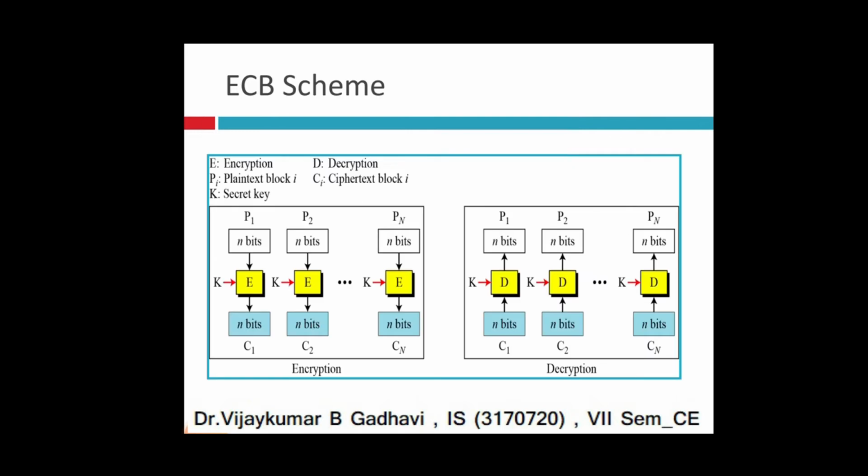ECB scheme. Here you can see the encryption and decryption of a particular plaintext. We use the secret key, decryption, and the ciphertext block. Here we declare Ek, Pi, K, Dk, Ci. You can get n bits in decrypted form after applying the particular equations seen in the last slide.